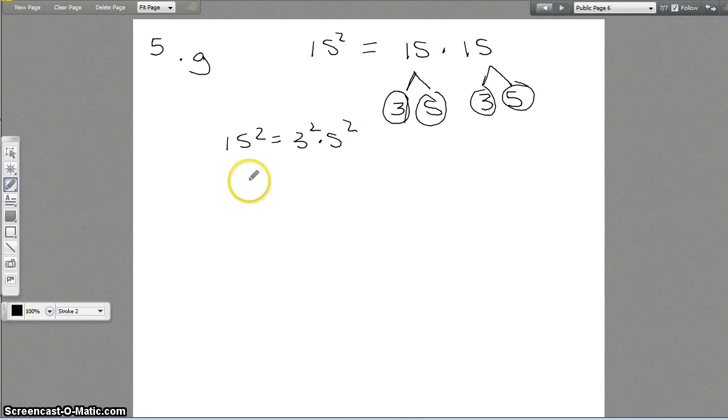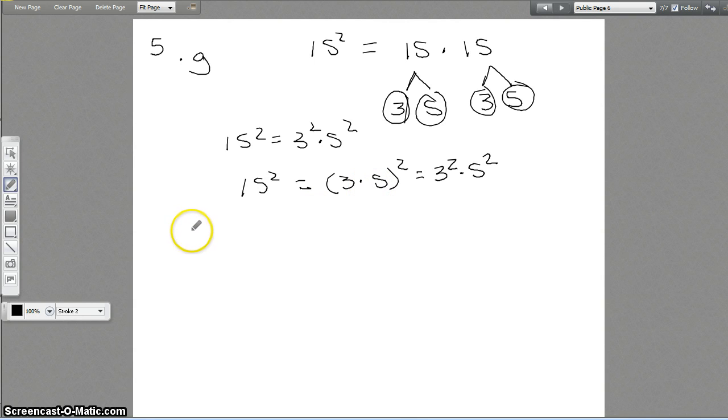Another way we could have looked at this was to say, oh, we have 15 squared. Well, 15 is the same as 3 times 5, and then we squared it. When we have something inside of parentheses that we square, and everything inside is multiplied, we can just square the individual terms. 3 squared times 5 squared. This does not work if we're adding them. This only works if we're multiplying them.